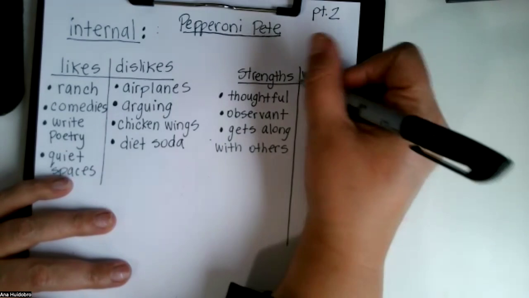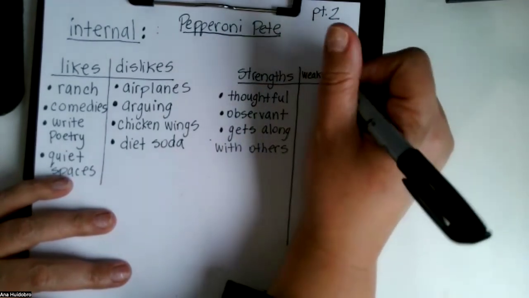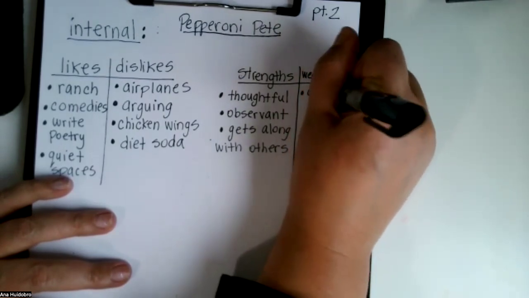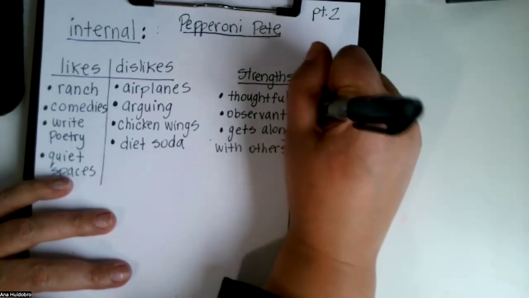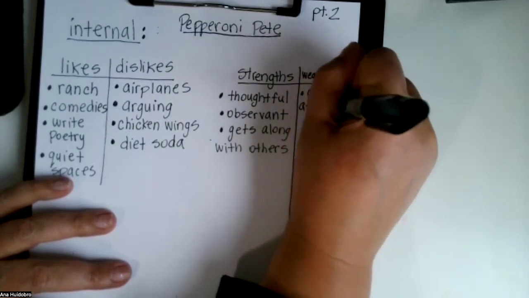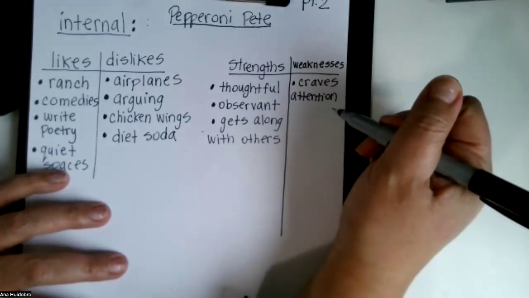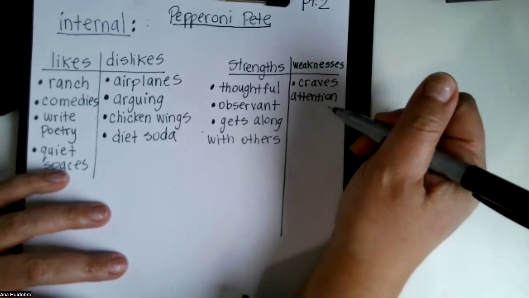We all have both. We all have strengths. We all have weaknesses. So his weakness is, Pepperoni Pete craves attention. He craves attention. He likes people to watch him. And sometimes that's not a good thing.